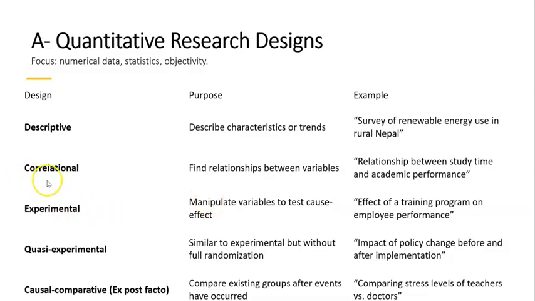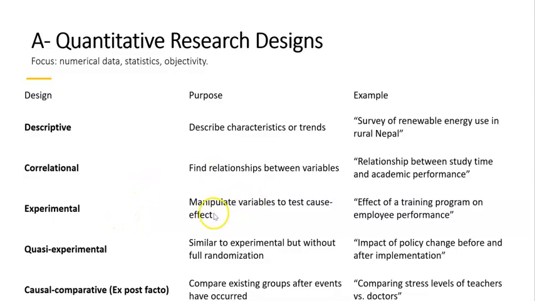And the second quantitative research design would be correlational research design, and this helps to find out the relationship between different variables, dependent and independent variables. For example, the relationship between study time and academic performance, or in my research I was also seeing the use of metallic improved cooking stoves and its contribution in decreasing carbon emission by a single household in a year.